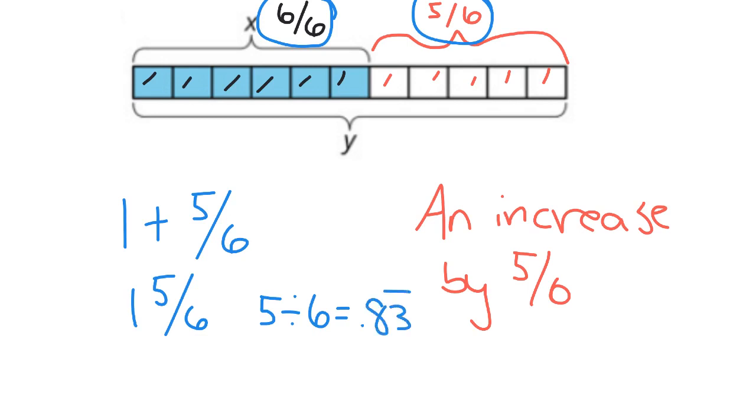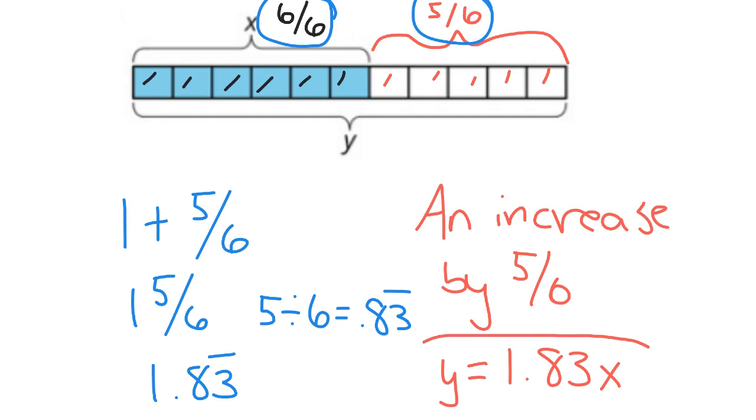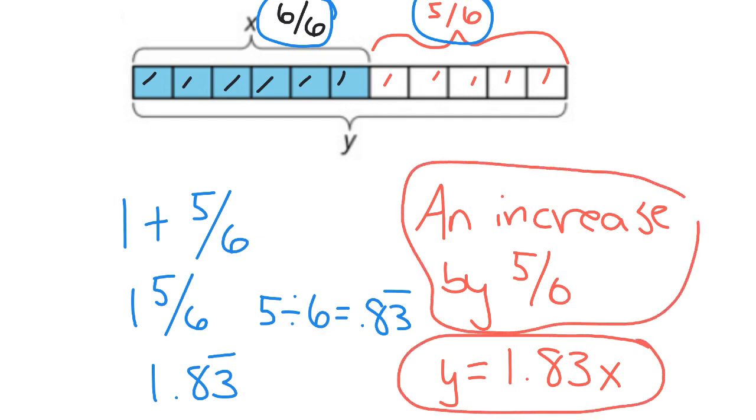0.83 repeating. So your whole thing is 1.83 repeating. So our equation is y equals 1.83x. The repeating line didn't show up on assessment. So we have these two as your correct answers.